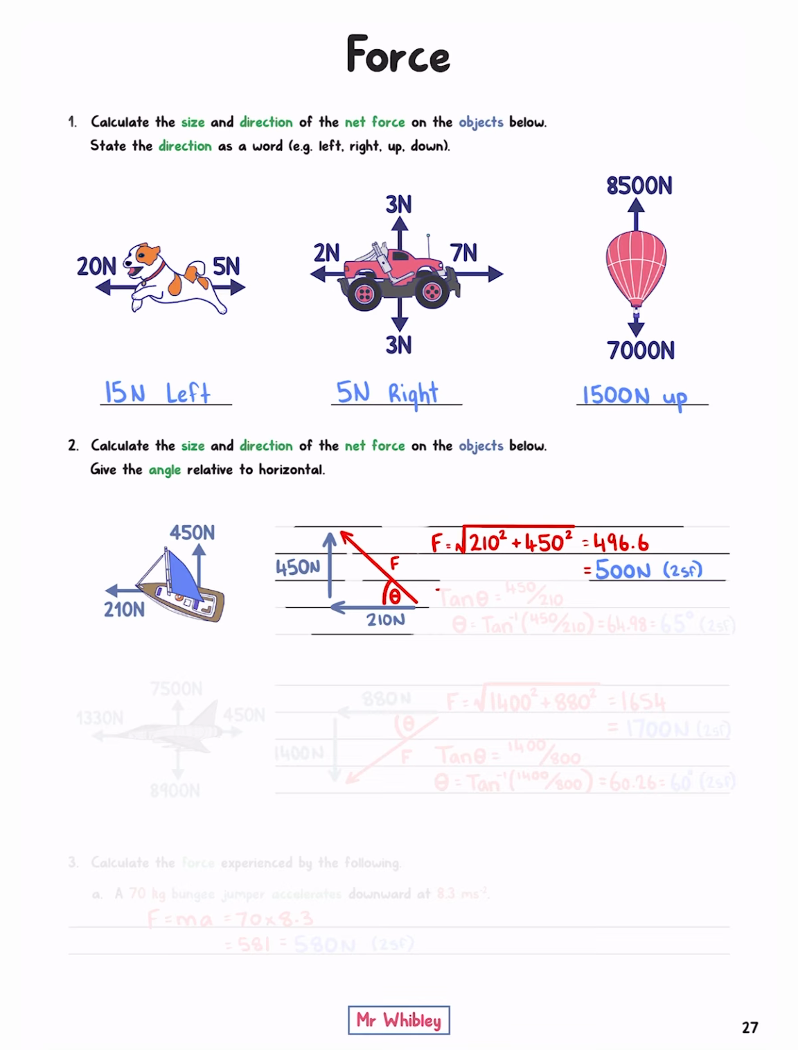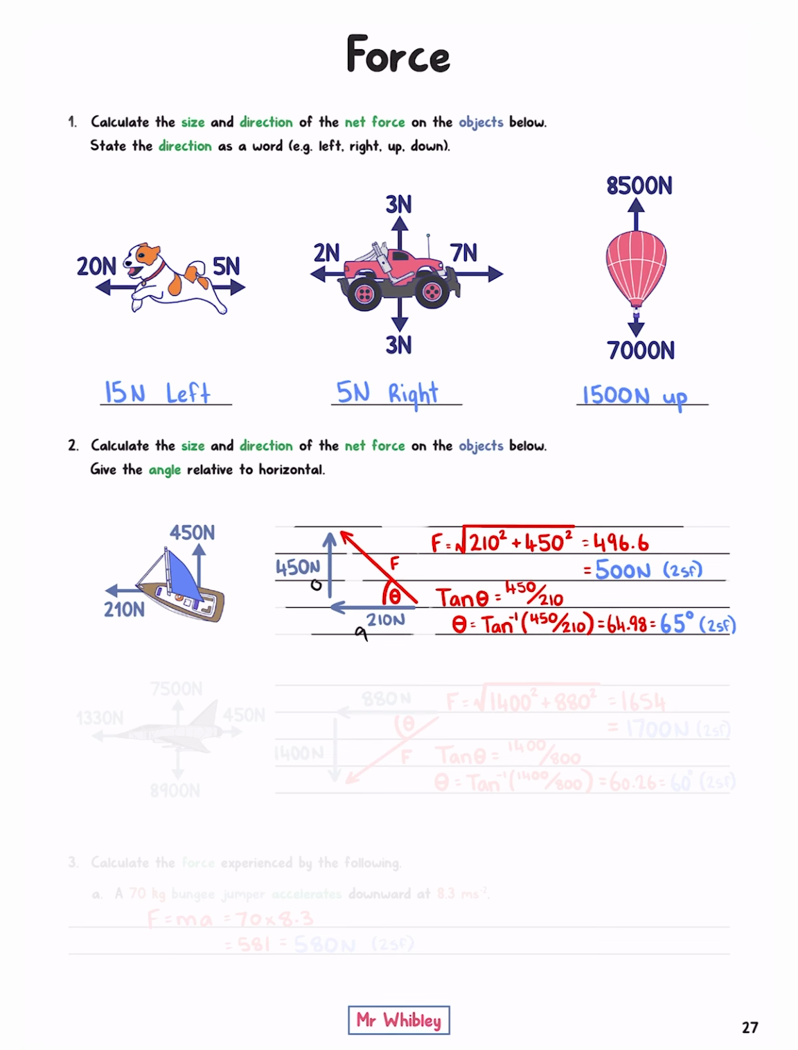To find the angle, we can use the fact that we have the opposite and adjacent, and use the relationship that tan of the angle is our opposite, 450, divided by our adjacent, 210. Rearranging that for our angle by taking the inverse tan of both sides gives me 64.98, or 65 degrees to two significant figures.